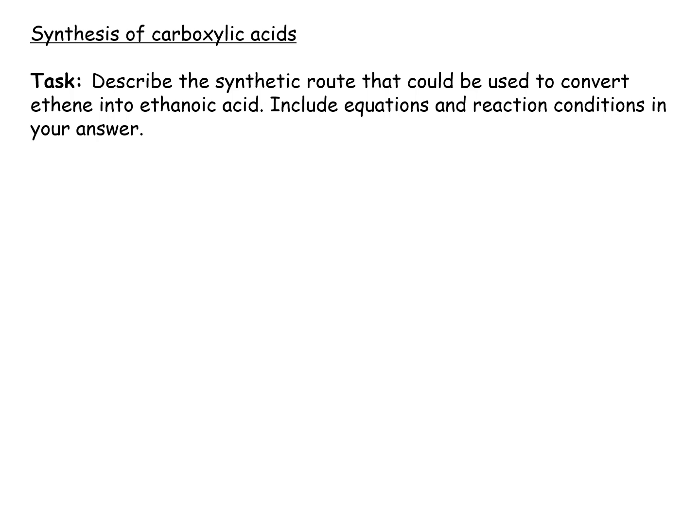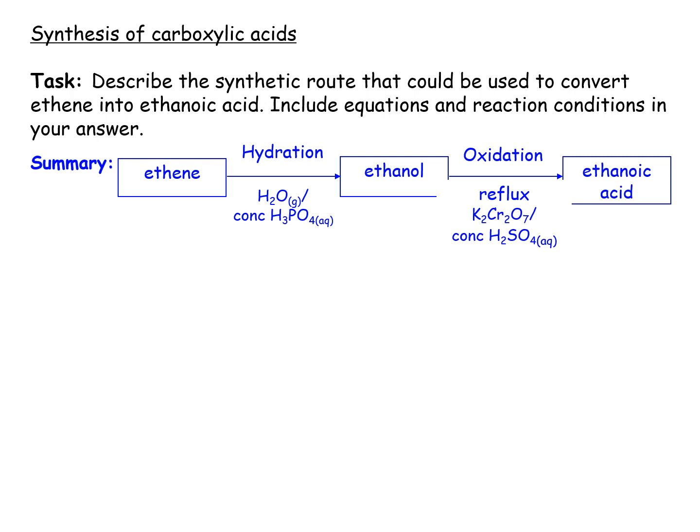Now, to answer the question, we need to give equations and reaction conditions. I would suggest it's useful to just map out the summary first of all so that you know where you're going with it. And so here we've got the overall route. We can see it's 2 steps: ethene to ethanol, and then the second step is ethanol to ethanoic acid. Okay, so let's look at the 2 steps individually then, going from the ethene to ethanol.